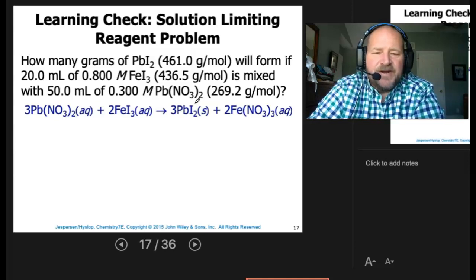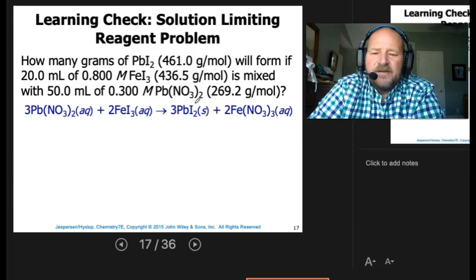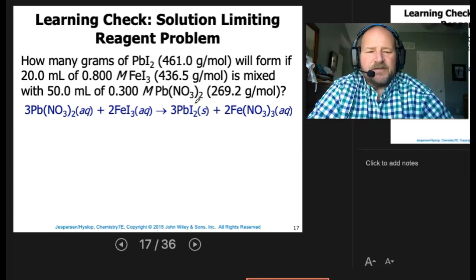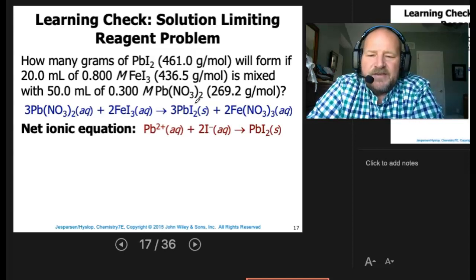So the first thing we'll need is our net ionic equation. So the lead nitrate will break apart into its pieces. Iron iodide will break apart into its pieces. Lead iodide is going to precipitate out, and then iron nitrate will be left in solution. So the iron will be on both sides, it'll cancel out. The nitrate will be on both sides, it also will cancel out. So our net ionic equation would be lead 2 plus plus 2 iodides will produce lead iodide.